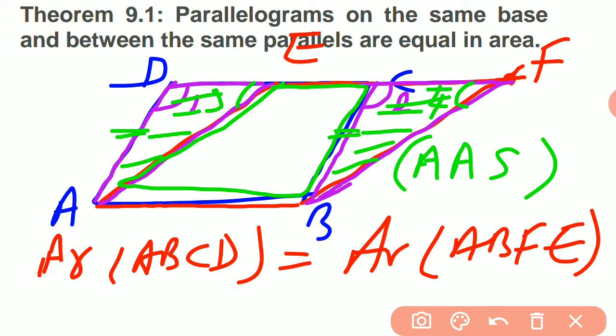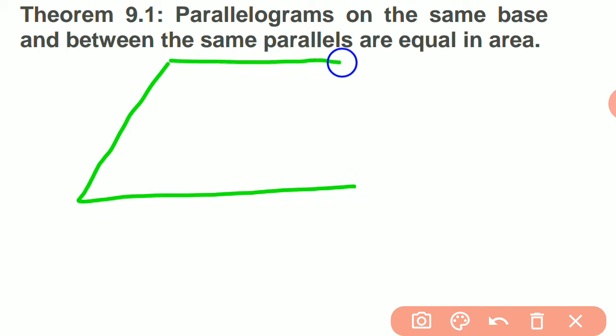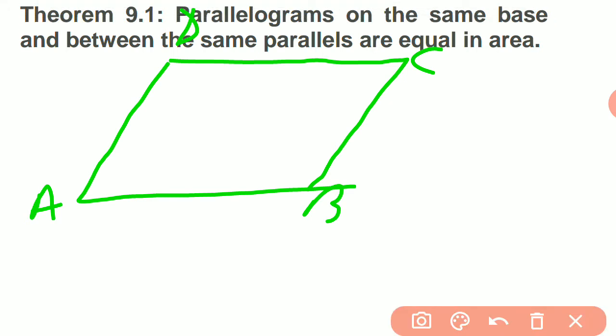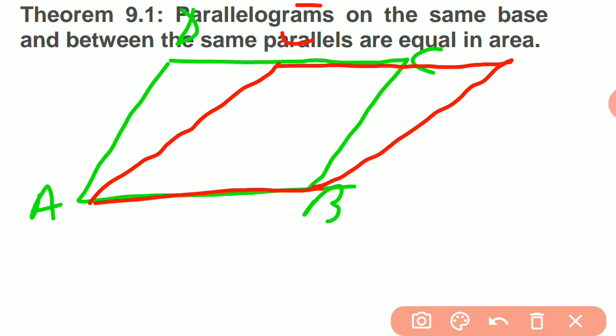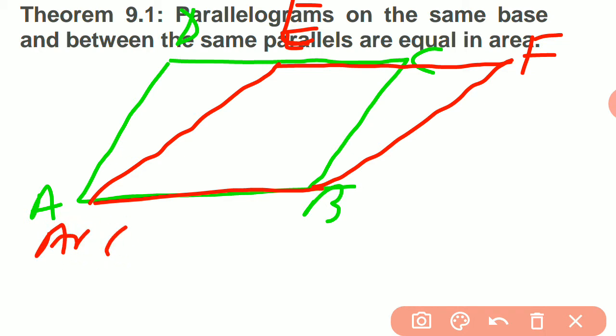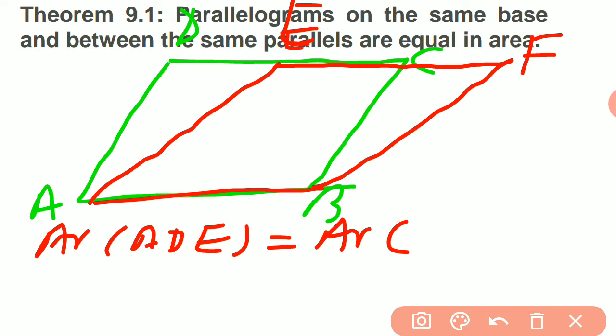That is, suppose this is a parallelogram ABCD, and second, this is the next parallelogram, this is E and F. As we proved that these two triangles are congruent and their areas are equal, that is, area of triangle ADE equals area of triangle BFC.